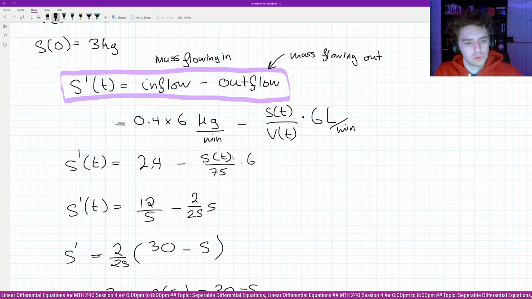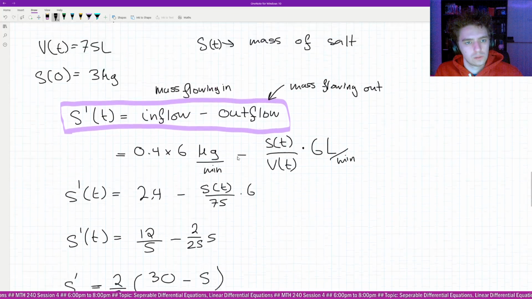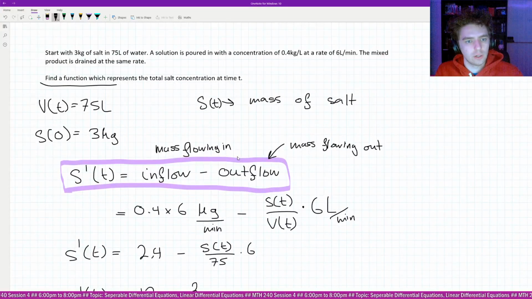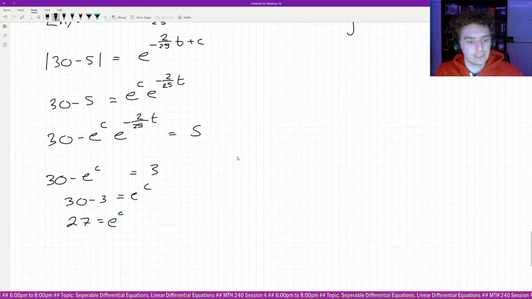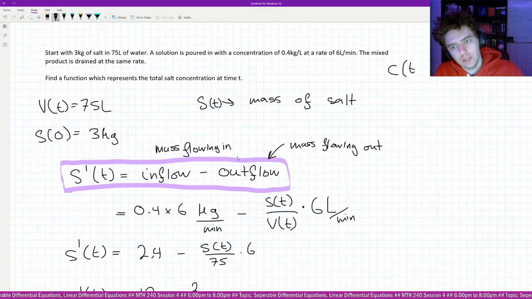All right, you see how the last bit of the question asks for concentration with respect to time. Find the total. This isn't the answer yet. This function S will not get us the answer. Sorry, I should mention that. We're looking for concentration as a function of time. So to do that, we need the salt content as a function of time divided by 75. 75 is the mass.